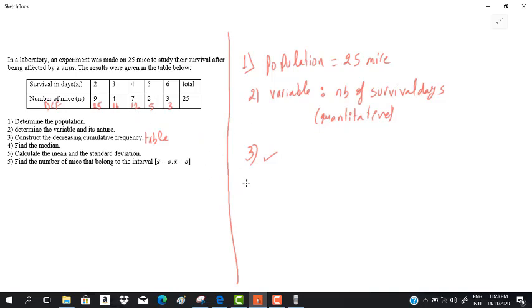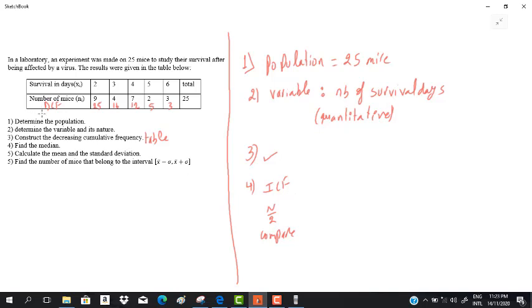Part 4. Find the median. We said in class to find the median, we should calculate at first ICF, then n over 2, then compare. But the problem, some of the students asked me, can you use the DCF instead of the ICF? Yes, you can. But in this case now, I'm gonna use the ICF because some of you didn't practice it before with the DCF. We'll explain it later, maybe in this question.